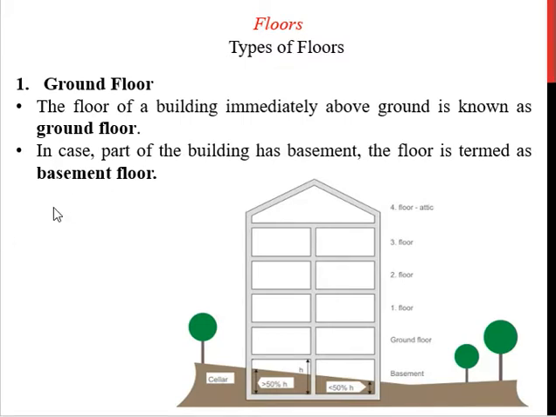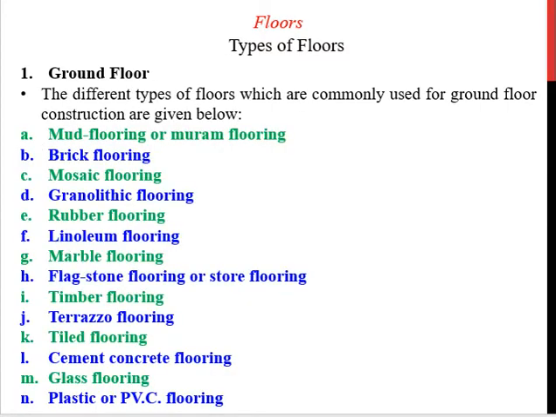Next, if we look into the ground floor, that floor which is immediately above the ground is known as the ground floor. Below it, if we have constructed any basement, that will be a basement story, and above the ground floor there will be several floors, like first floor, second floor, and the consecutive floors, and at the top we will have a roof.